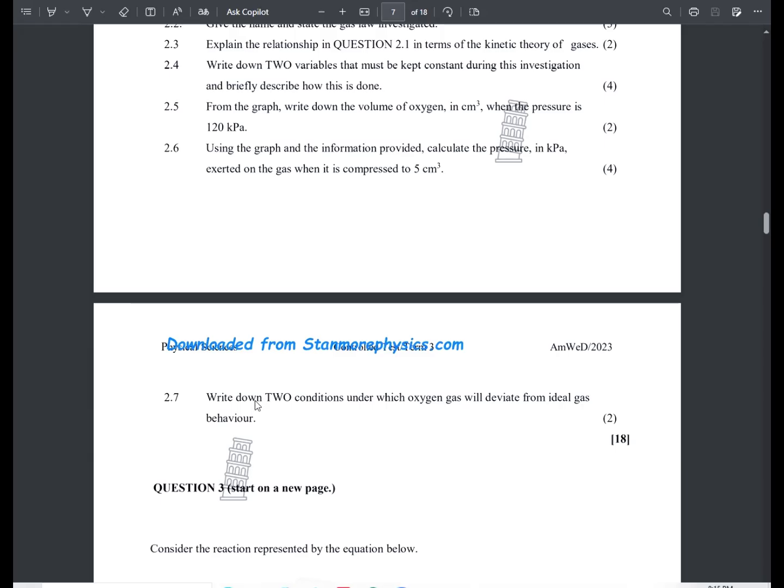So we still have 2.7. Write down the 2 conditions under which oxygen will deviate from ideal gas behavior. We know that a real gas deviates. So oxygen gas is a real gas. A real gas deviates from ideal gas behavior during which conditions? So we know when there is high pressure. Hence, we did say that you must increase the pressure only gradually. And then also what? Low temperatures. We know that there is no gas when the temperature is low. Gases form at very high temperatures, right? So when you have a low temperature, we say that your gas will liquefy.